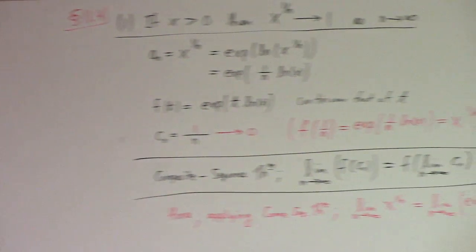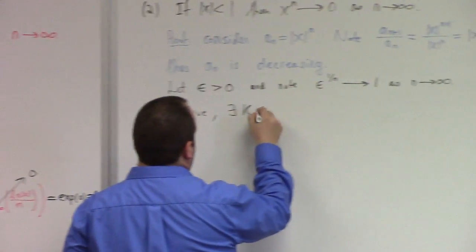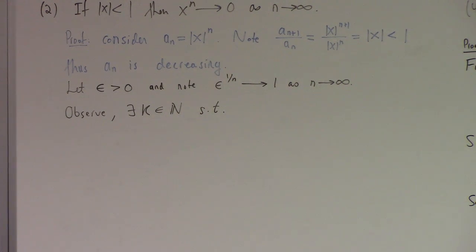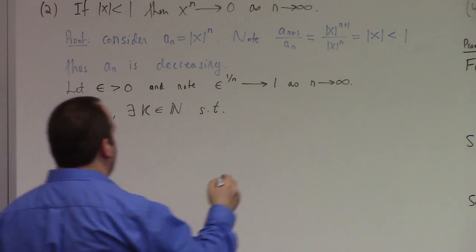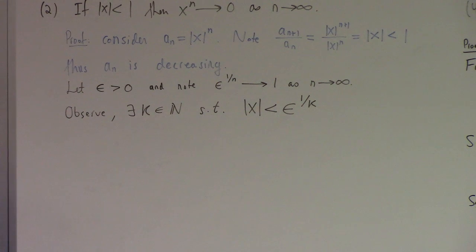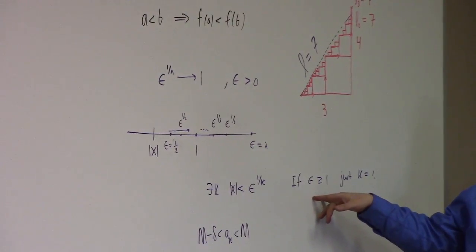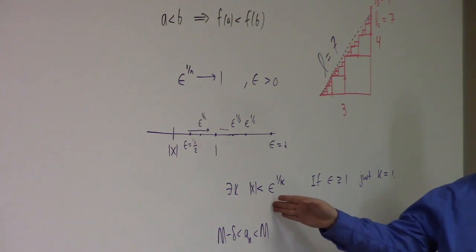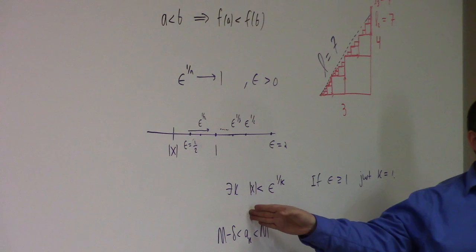So observe that there exists a k in the natural numbers such that the absolute value of x is less than epsilon to the 1 over k. In the case that epsilon's greater than 1, it's utterly trivial. k equal to 1 will work if epsilon's greater than or equal to 1. If epsilon's greater than 1, I can choose k equals 1, and I'll have that the absolute value of x is less than, this thing is larger than 1, it's certainly larger than the absolute value of x, which is less than 1 here, we're assuming that.